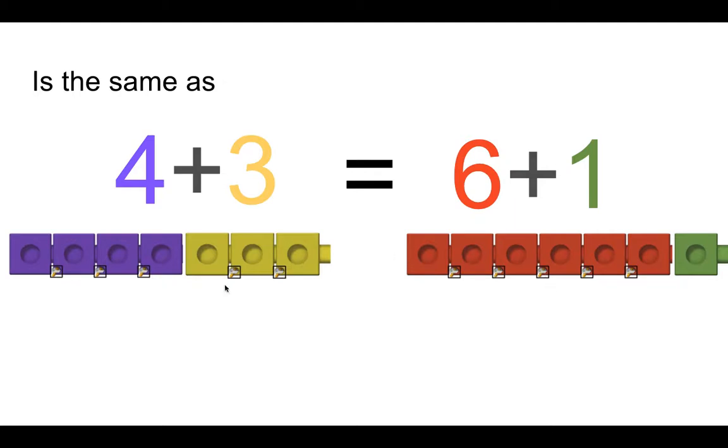So if I put the 4 and 3 together, I have 4, 5, 6, 7. So I have 7 on that side. And if I look at the other side, I have 6, and 1 more is 7. So there's 7 on that side too. So I can really say 4 plus 3 is the same as or equal to 6 plus 1, because when I do the math, they're both 7. So they do equal one another. They are the same.